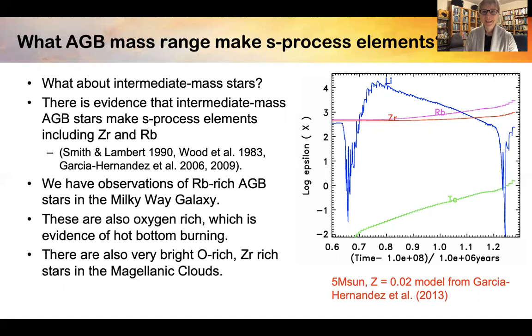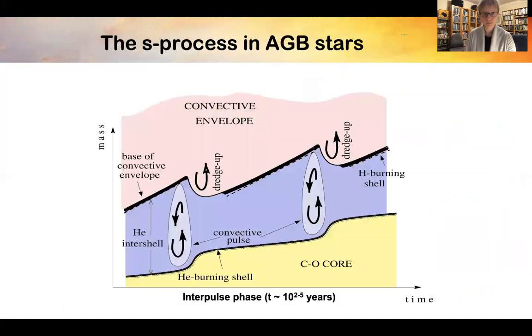However, we aren't sure if the entire mass range of, say, 4 to 8 solar masses that can go through an AGB phase make these elements. How much they contribute to galactic chemical evolution is still probably a bit unsure, and there are still questions about how efficient this mixing is. Is it a stochastic process? Do all of our intermediate mass AGB stars go through this? There are still many open questions here.